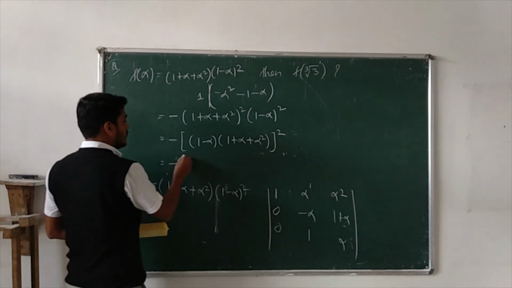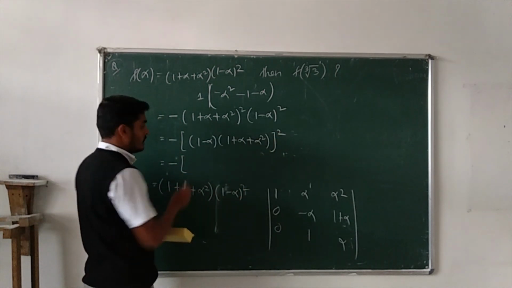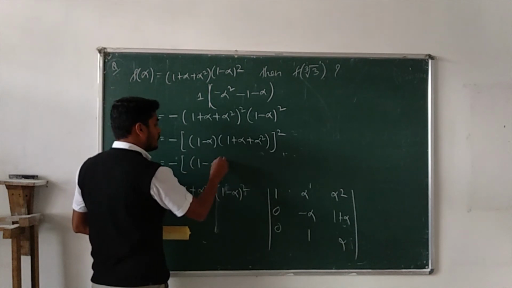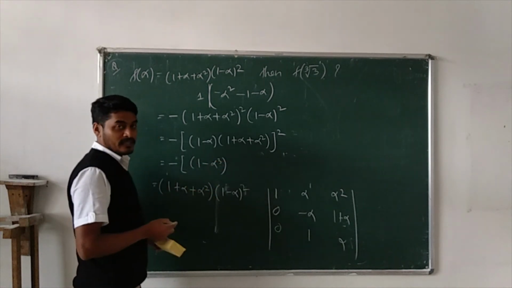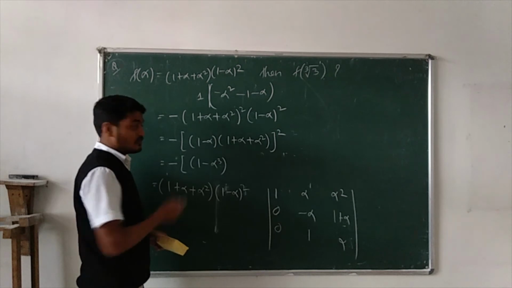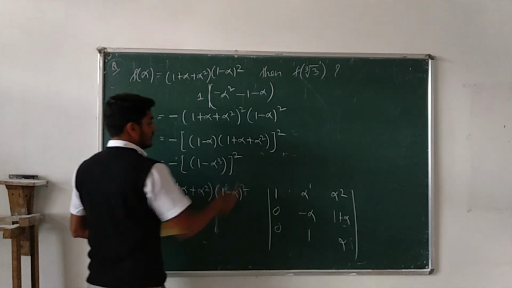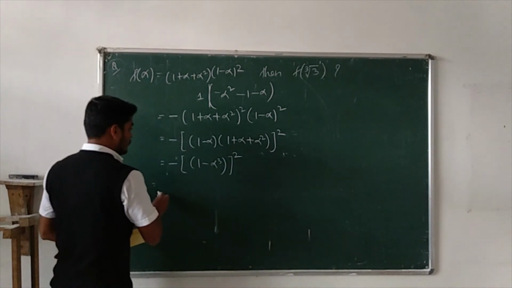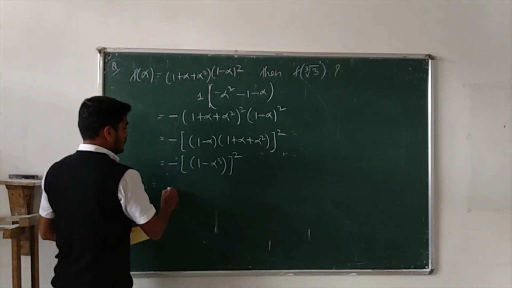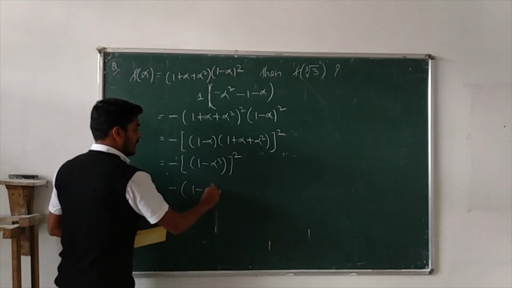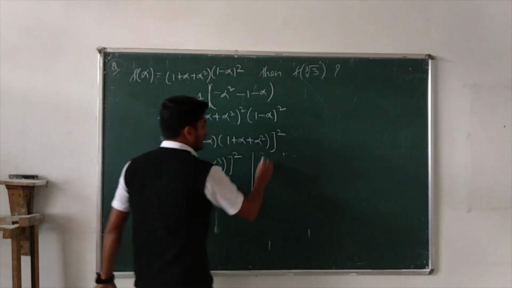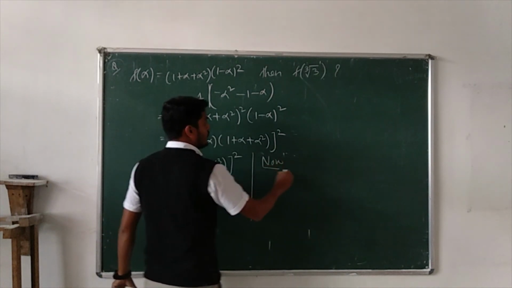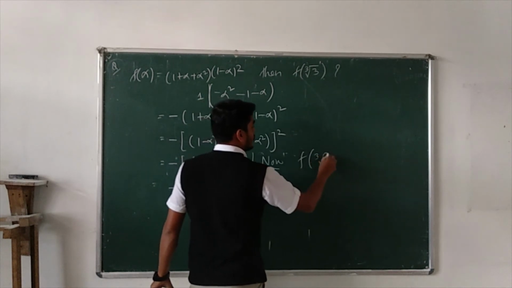That means we have got 1 minus alpha cube. A cube minus b cube is A minus b into a square plus ab plus b square. That formula we have to use here. So square. Now what do we have to find out? We have to find the value of minus of 1 minus alpha cube whole square. Now you have to find out f of cube root of 3.